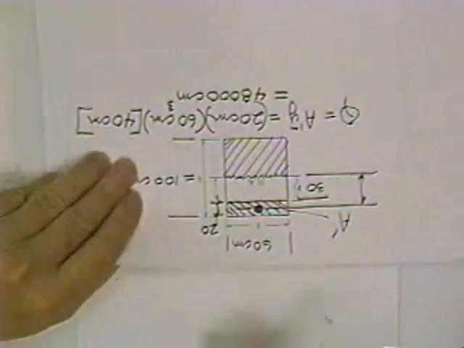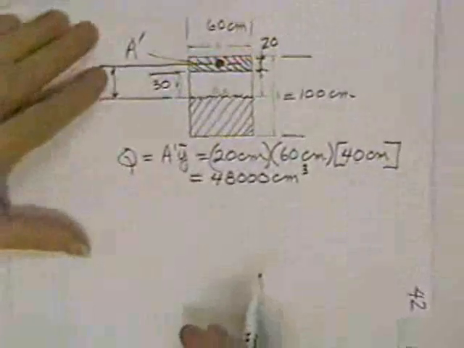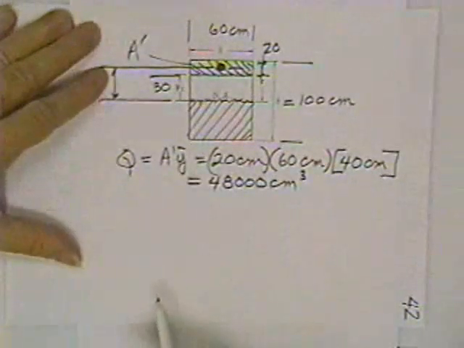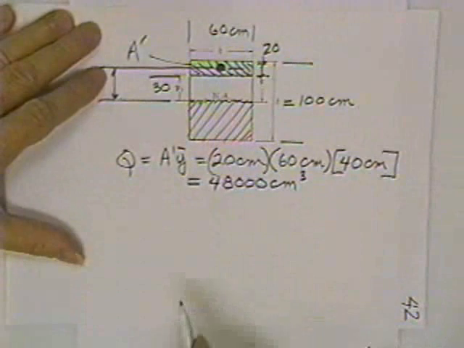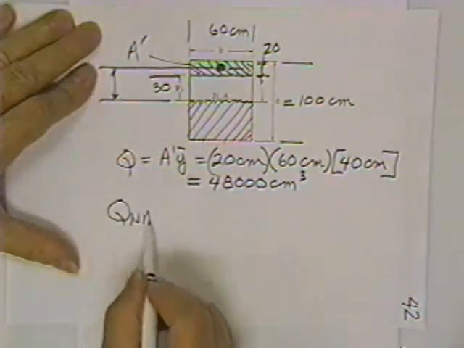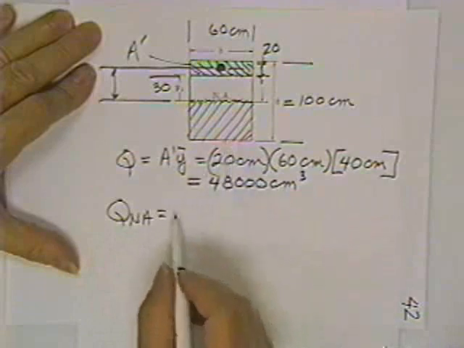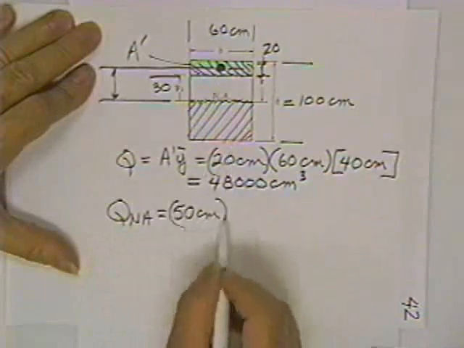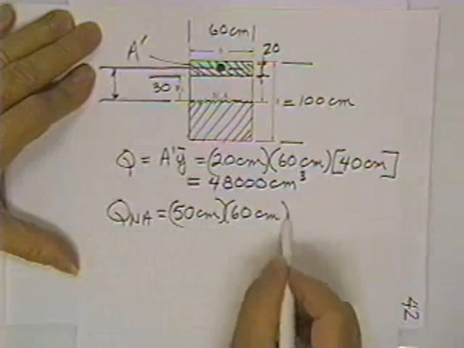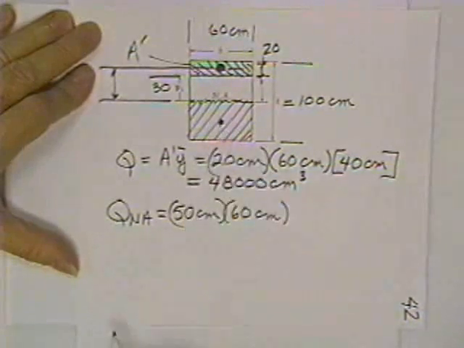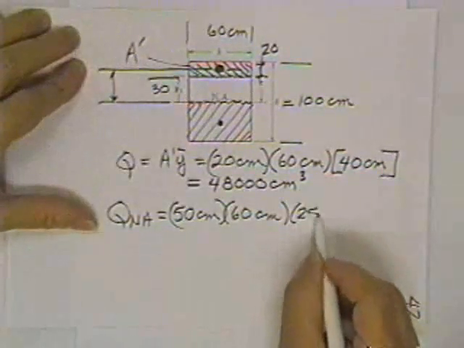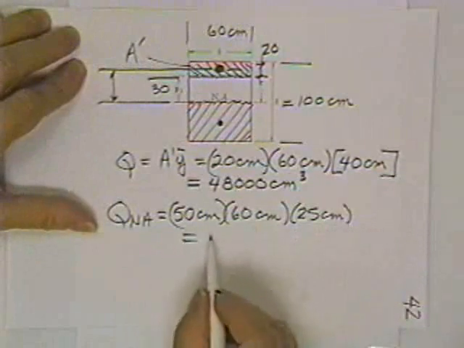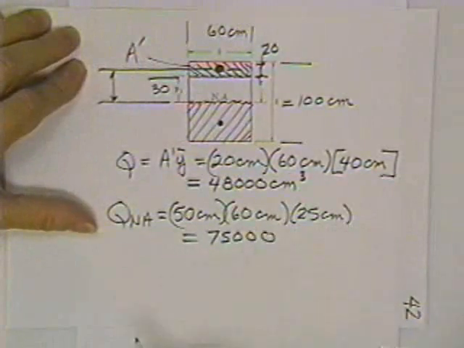And who's to say what's above? Down is just as good as up. You crosshatch everything on one side of that line. It usually makes the numbers easier if you crosshatch out away from the neutral axis. Q for the neutral axis is equal to the crosshatched area, which is 50 centimeters deep and 60 centimeters wide, times the centroid of the crosshatched area. That's half of 50, 25 centimeters, which is equal to 75,000. And that's how come the shearing stress is bigger, because Q is bigger.